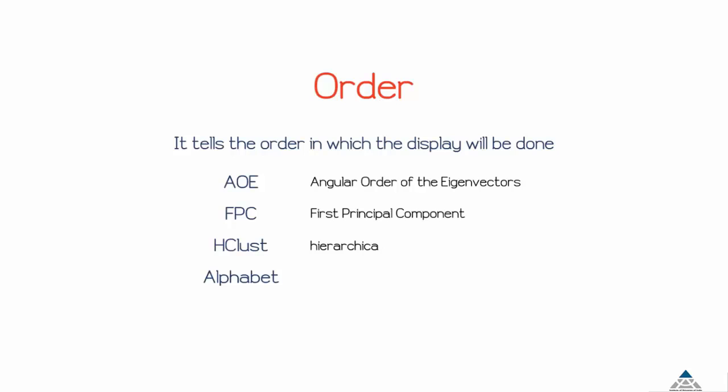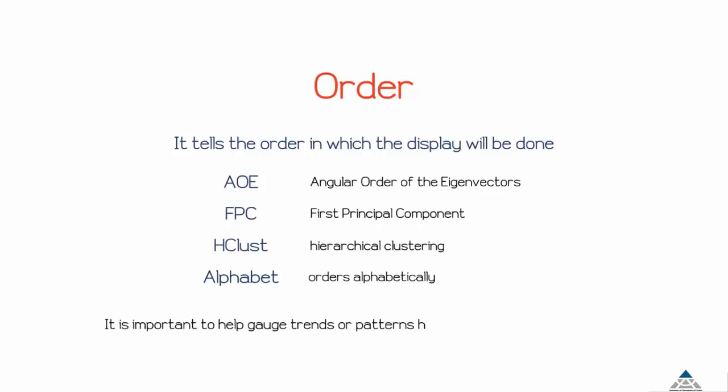HClust stands for hierarchical clustering. This clusters the variables on the basis of hierarchy. This will cluster the factors with similar degrees of correlation together to suggest some pattern or trend. Alphabet orders the factors alphabetically. Ordering is important to help us gauge trends or patterns hidden in the correlation matrix, especially if we have many variables.